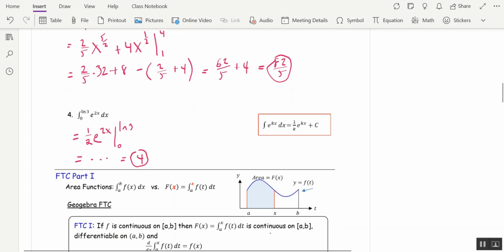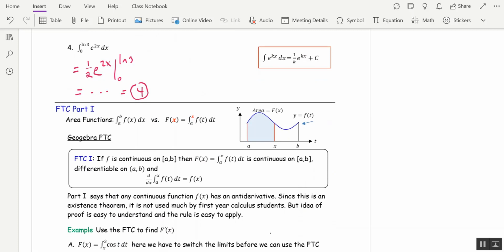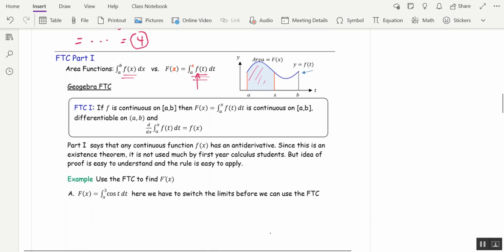Okay, let's talk about the fundamental theorem of calculus part 1. Contrast this, which is a number, with this, which is a function. And if little f lies above the x-axis, we can consider this function to be the integral underneath f of t from a to x. And what the fundamental theorem part 1 says is that the derivative of that area function is simply given by little f. And so more formally, this is how it's stated.